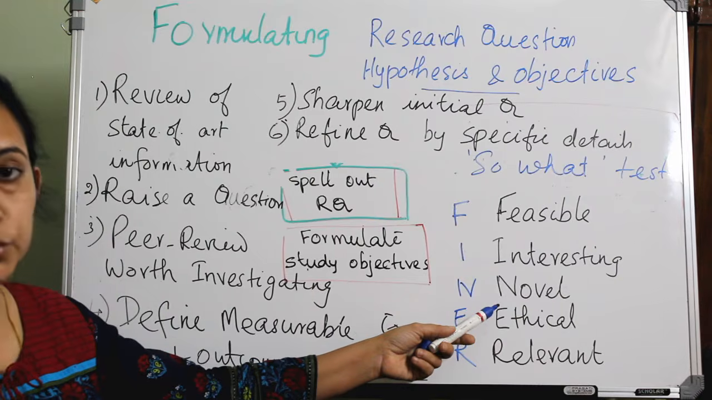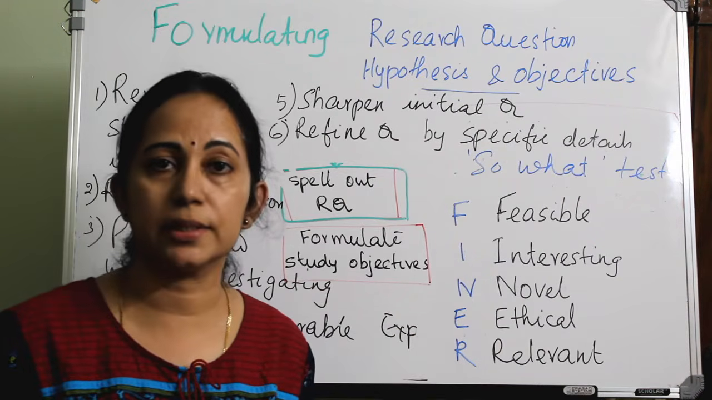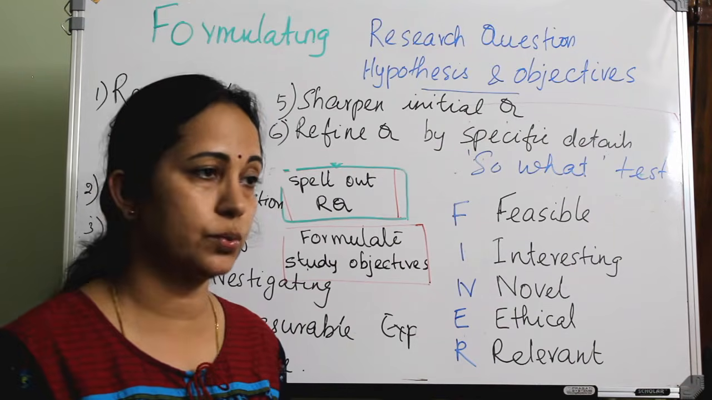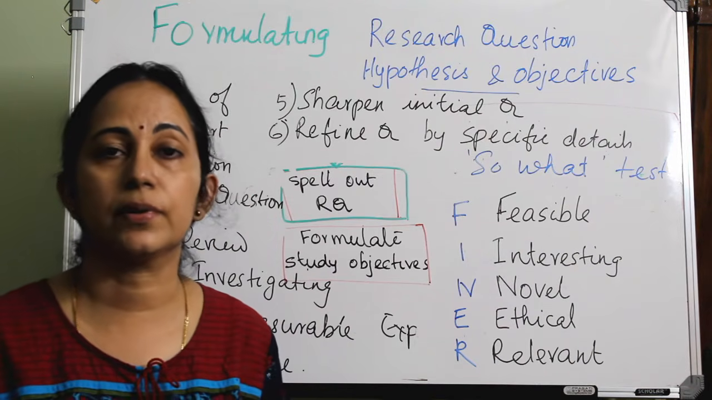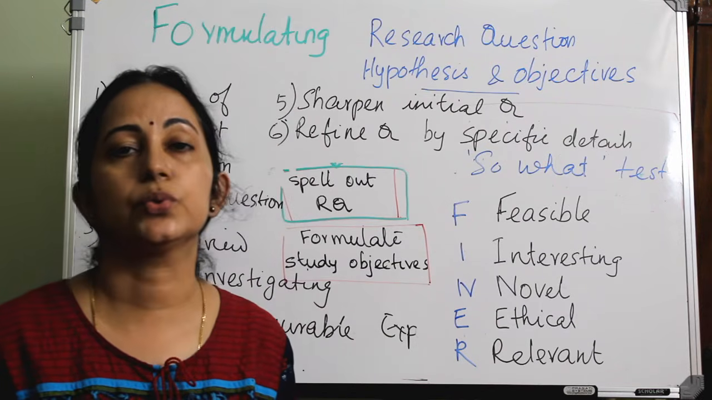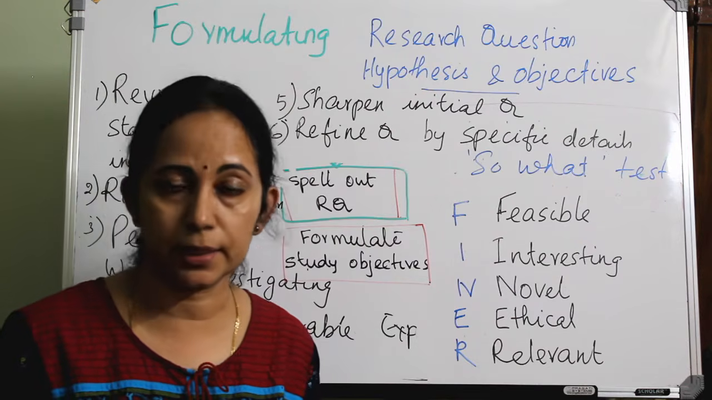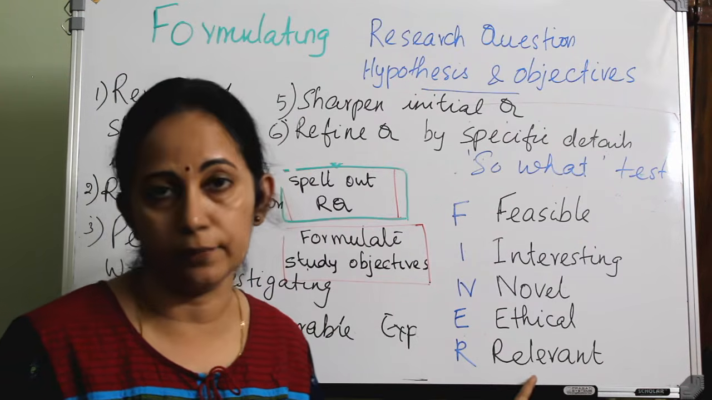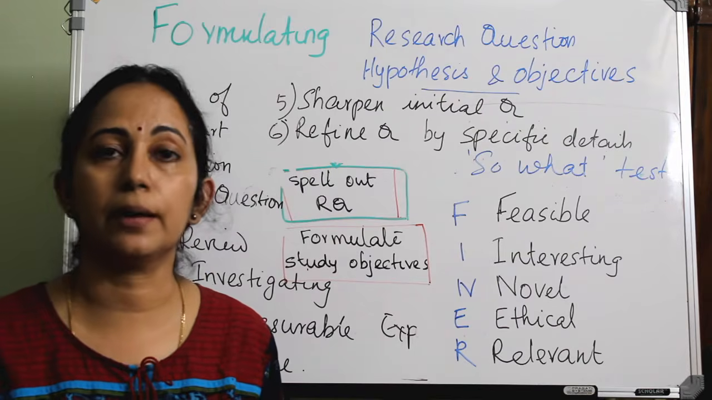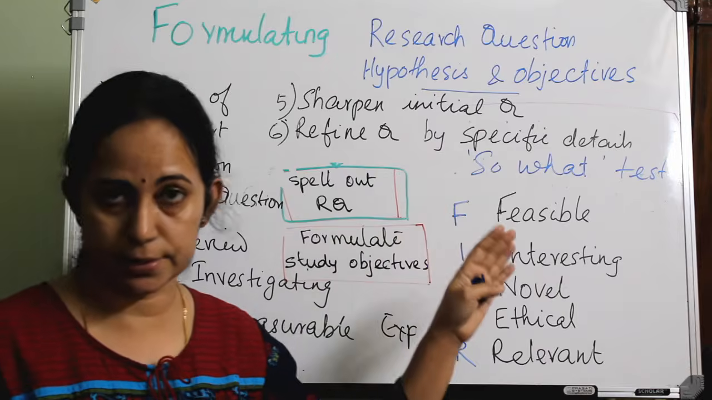Novel. The idea should be novel. It should be ethical. Of course, you should get ethical committee approval, so it should be ethical, and also it should be relevant. Your information from the study should be relevant to the scientific community and also to the people at the community level. It should be relevant. Okay, so anyway you are putting so much of your time and resources, so this should pass the so what test.